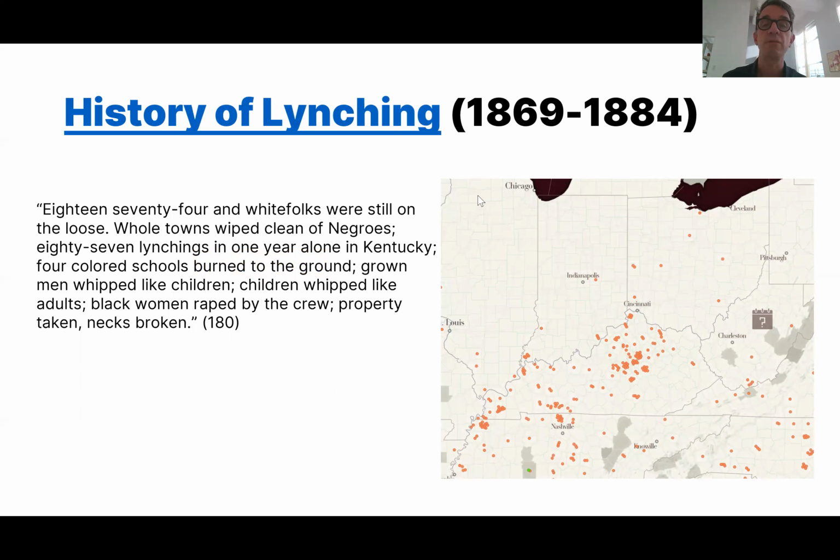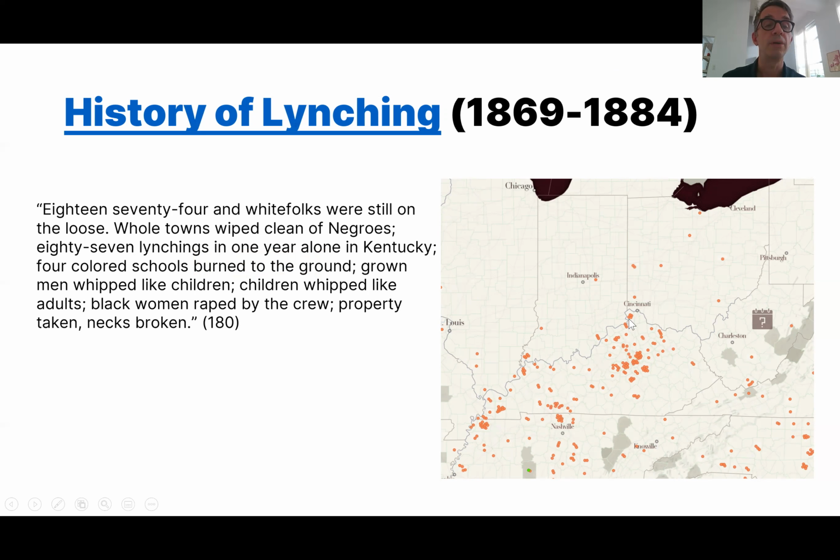Here's a history of lynching, and I'm just showing you a period of the timeline from 1869 to 1884. If you look at this website, you're going to get basically little dots for every recorded instance of lynching, depending on how you define lynching. It gives you a chance to define it in two different ways, from the 1830s up through the present. And the orange dots here are Black people.